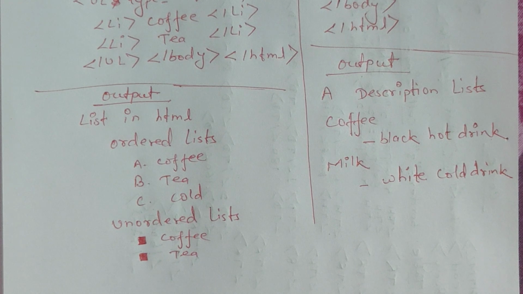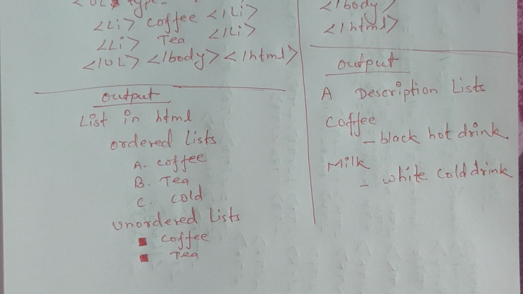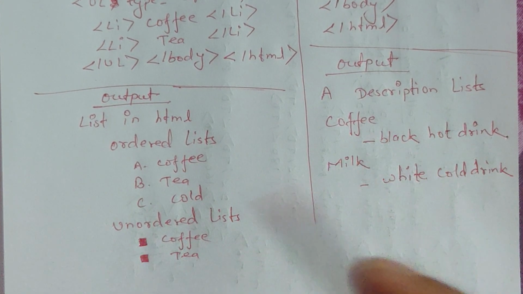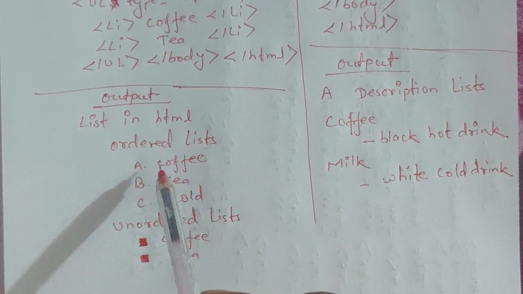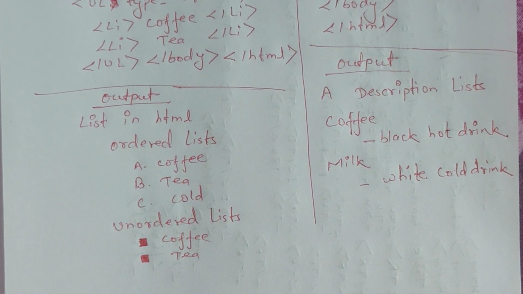So you can change this a, b and c also. You can change it into roman numbers, that means i, ii, iii. Okay, you can change it into small a, small b, small c. You can change it into numbers 1, 2, 3. Okay, so like this we have a lot of types in this ordered list. I will show you how to write in HTML and which tags are used to do these types of tasks.